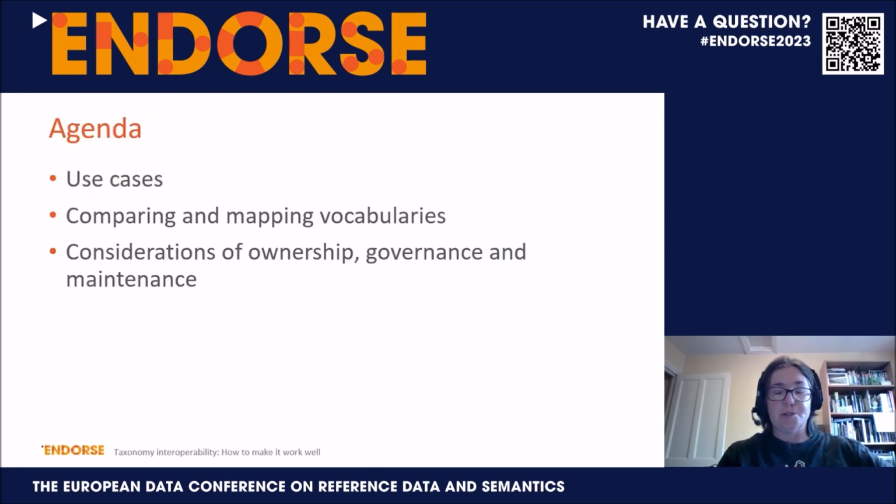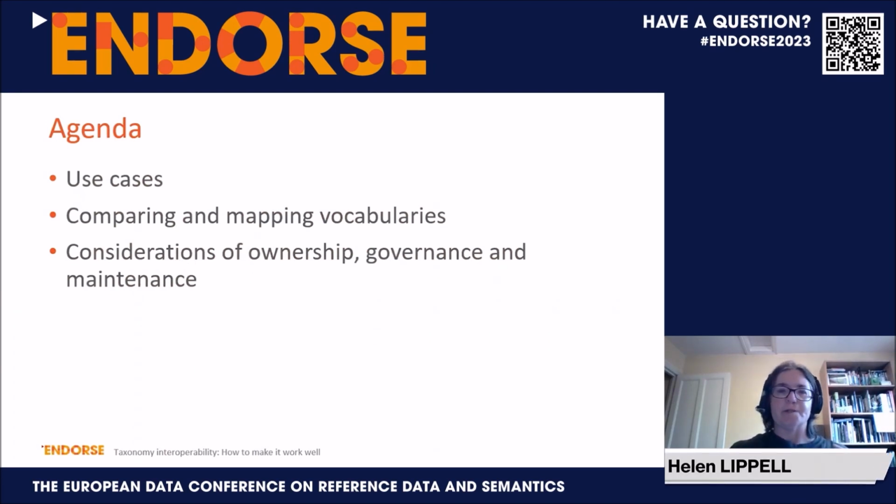So this is a super quick run through of some of the basics around mapping taxonomies and vocabularies, and this can be taxonomies that you manage or someone else in your organization manages, or it can be taxonomies that you're consuming from an external source, and I'll give some examples of these later.